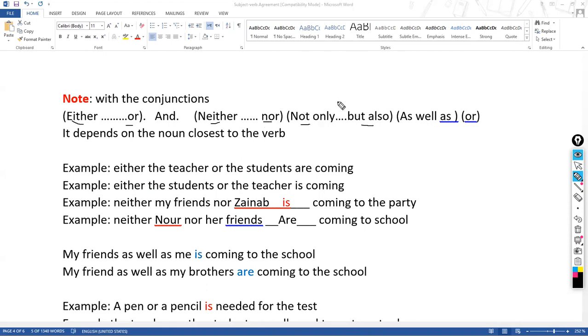Okay. Now, what if I want to use either with or, neither with nor, not only with but also, for example, not only me, but also my friends. Now, what should I say? Is or are coming. Plus, as well as, and you have to be careful about or. Okay, absolutely. We have some examples.